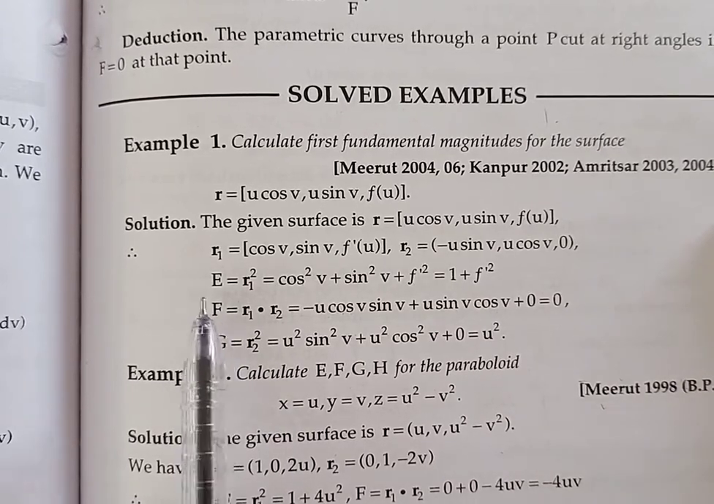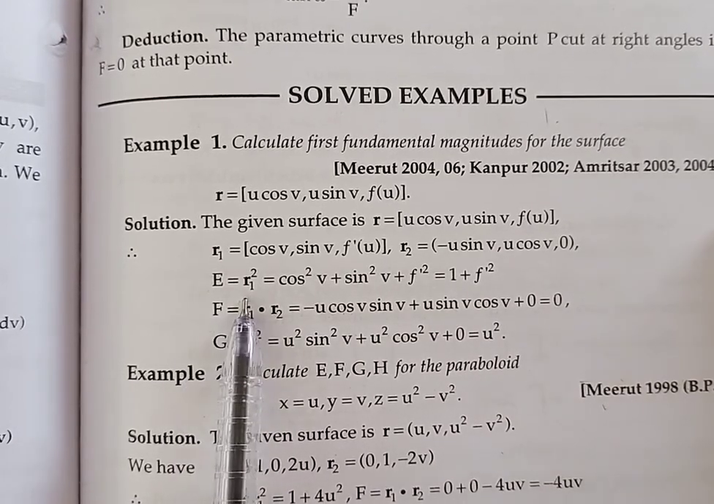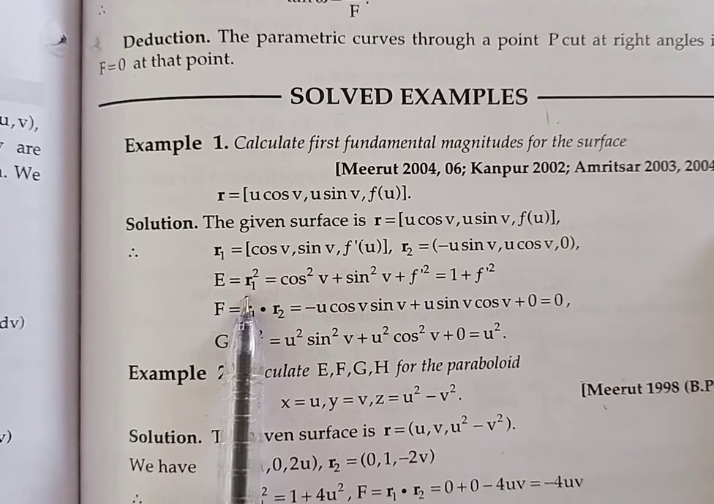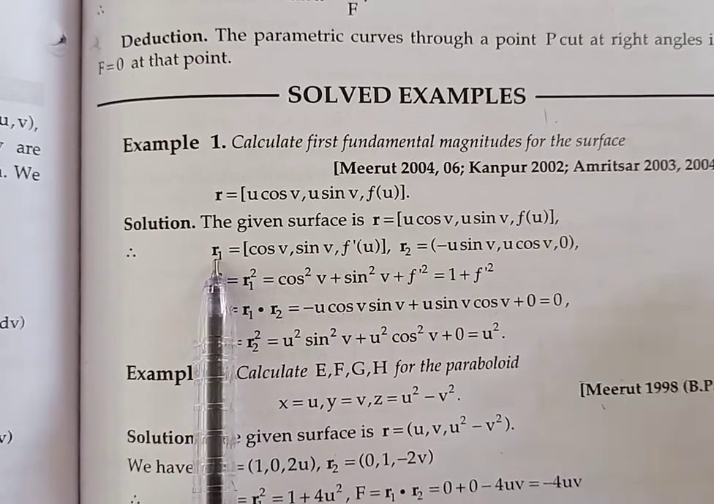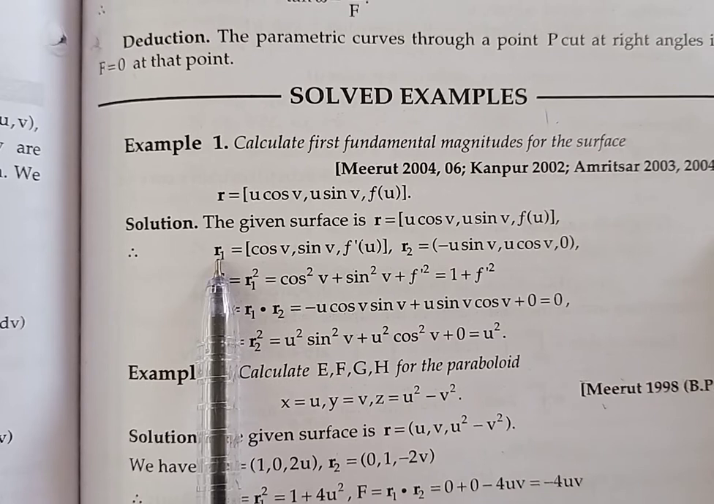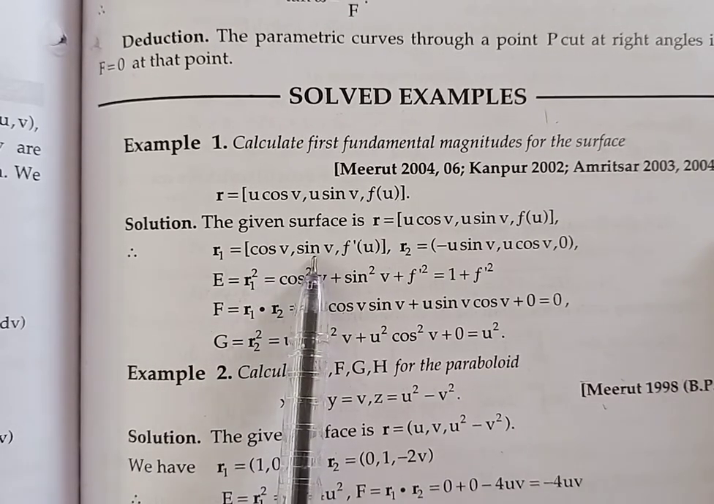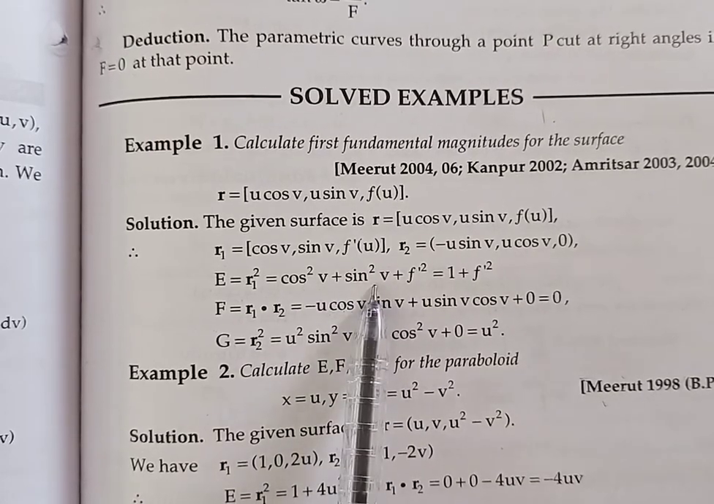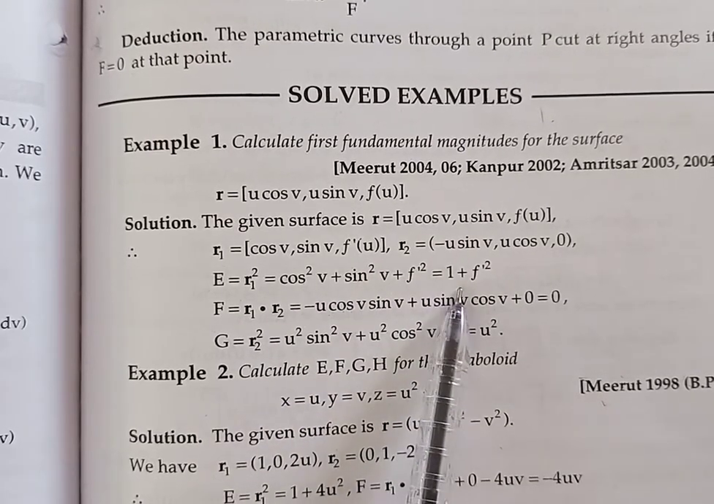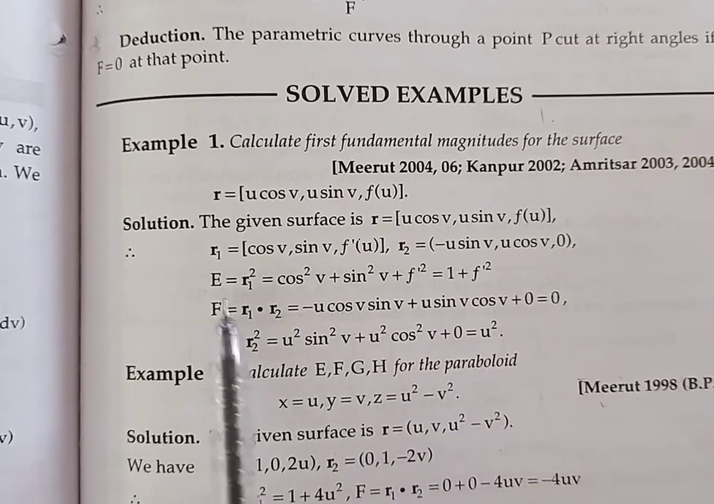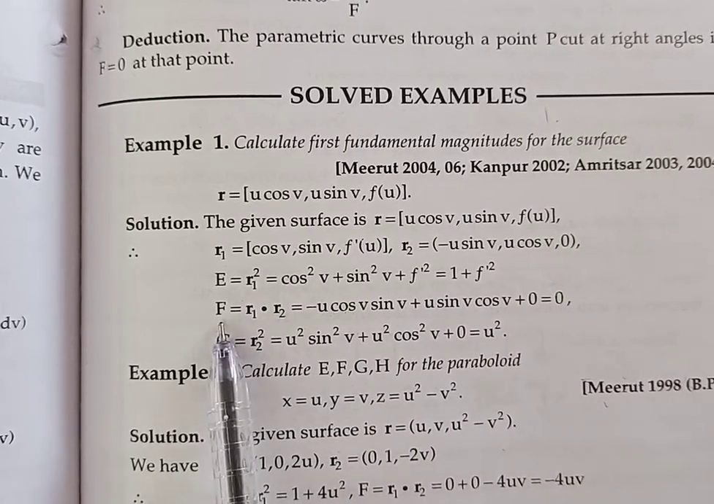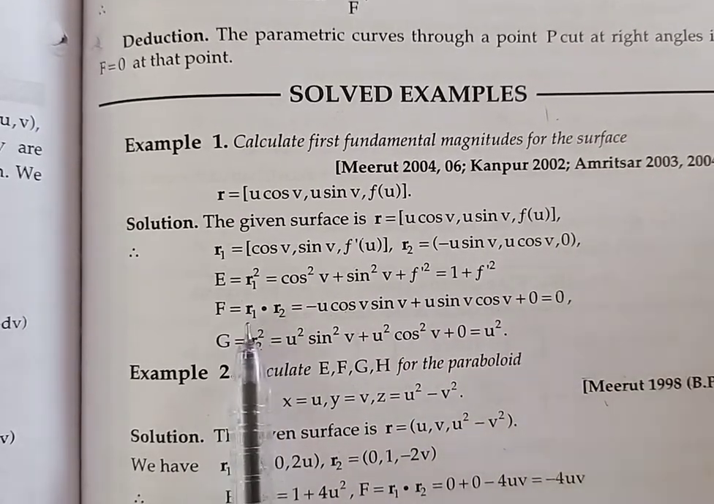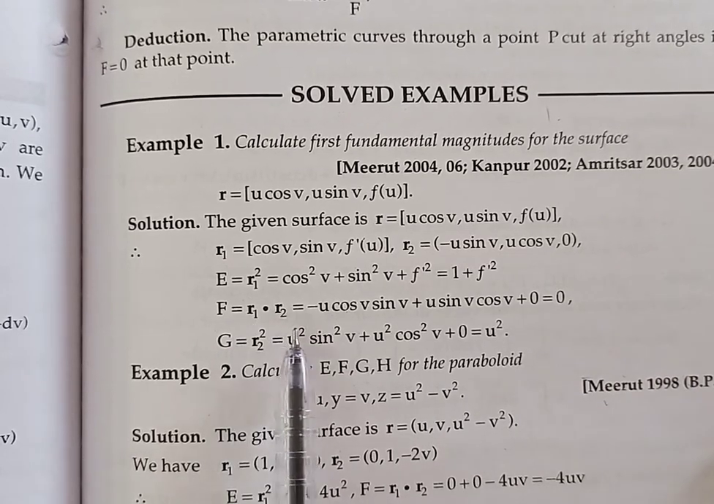First fundamental magnitude E is given by r1 dot r1. It means the dot product of this vector with itself, so that will be cos square v plus sin square v plus f dash square. Cos square v plus sin square v is 1. So we get 1 plus f dash square. This is E.